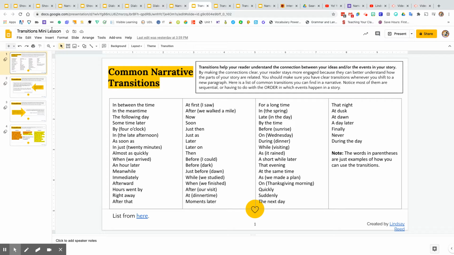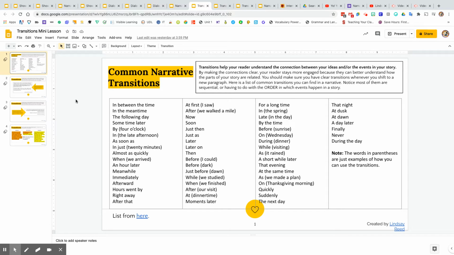Today, our mini lesson is going to focus on using transitions in our writing. So, transitions are just a way for us to help our readers understand the connections between our ideas and or the events in our stories. By making the connections between those things more clear or more explicit for our readers, we help to keep them more engaged in the story because they're better able to understand what's happening and how things are related.